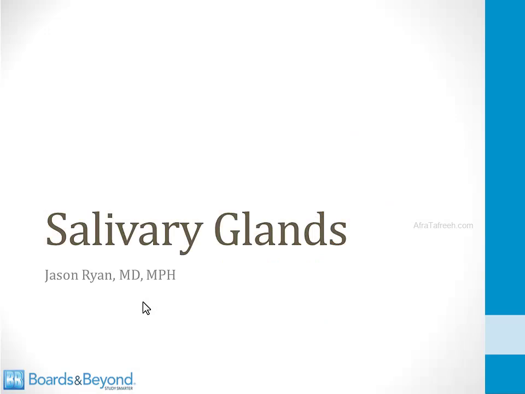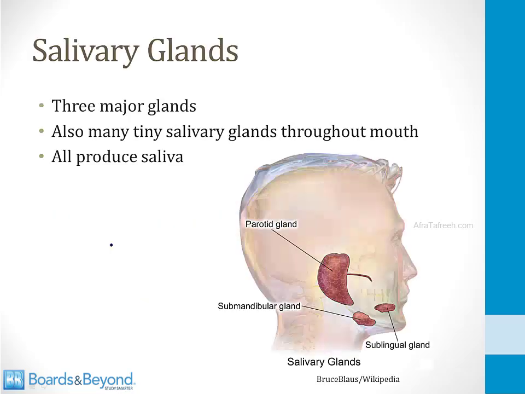Hello everybody and welcome to our module on the salivary glands. There are three major salivary glands found in the human body. You should know that there are also many tiny glands that are found throughout the mouth, and all of these glands work to produce saliva, which helps in digestion, as we'll discuss in this module.